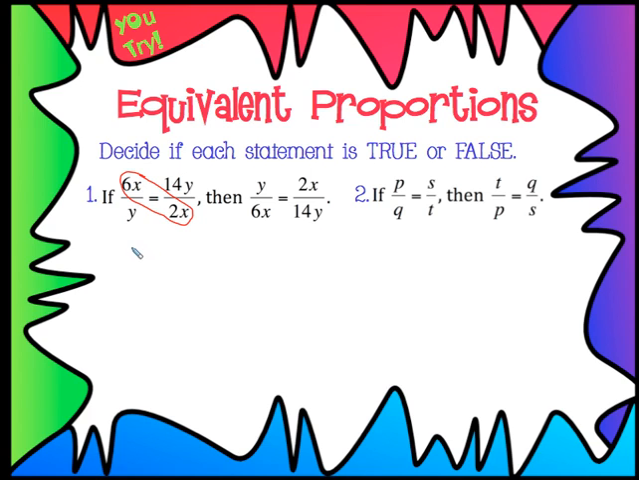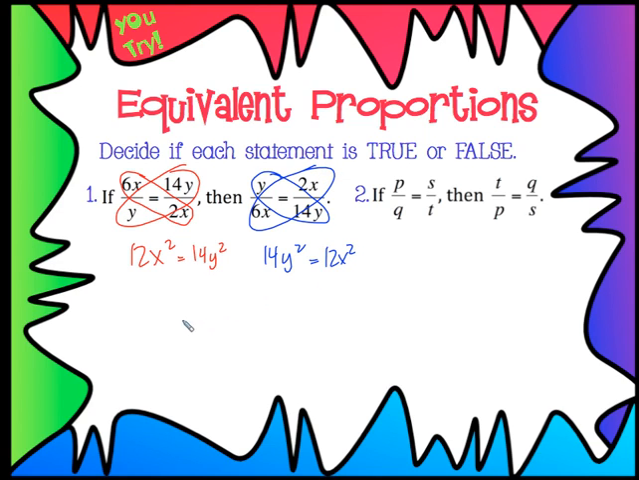2x times 6x is 12x squared, and that's 14y squared. 14y squared and 12x squared. Those are true. That's a terrible way to write true.